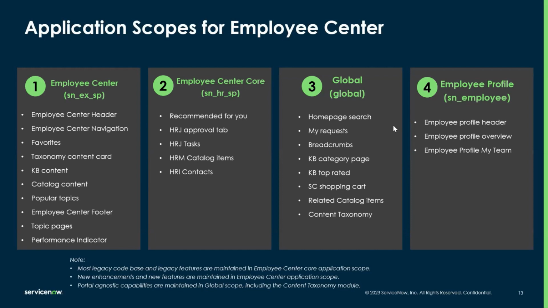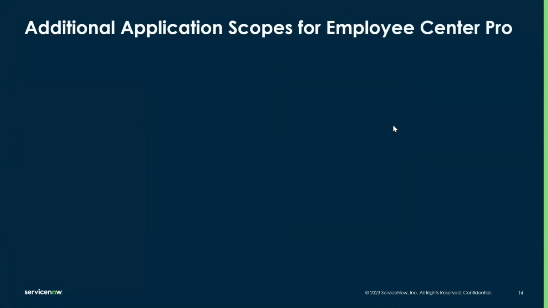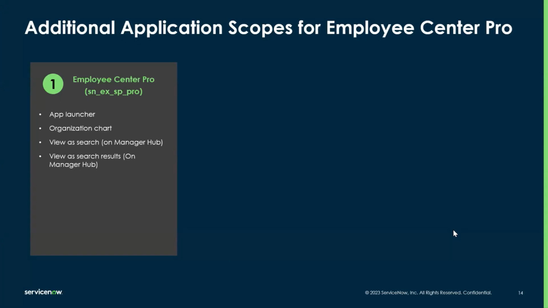If you see Employee Center Pro, there are additional applications and different scopes. This was really important for us to do because the licensing is associated with these applications. So Employee Center Pro related capabilities are all part of the Employee Center Pro store app. App Launcher, Organizational Chart, POS Search Wedges, or Manager Hub, they're all part of Employee Center Pro.